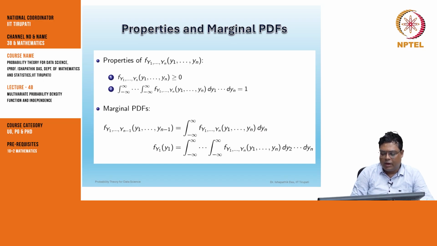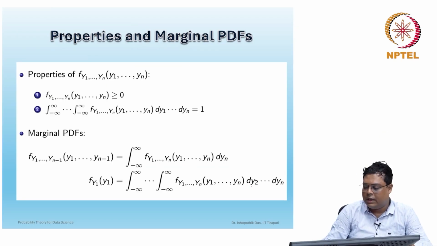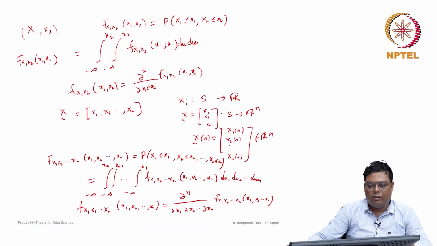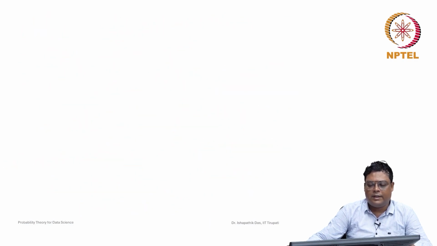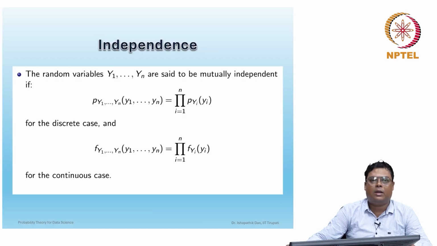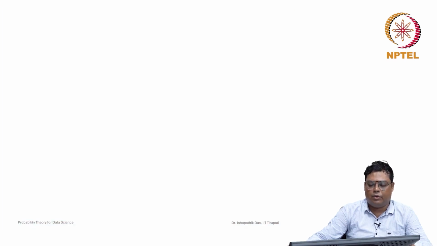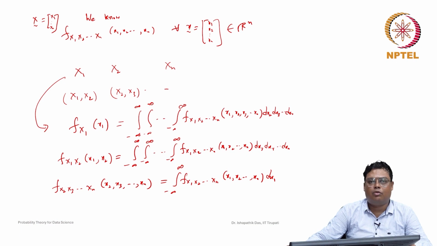Similarly, as we have already discussed, if we want to keep y1 but not the other variables, then we integrate out y2, ..., yn. All of these we have integrated. So this is the concept of the joint probability density function, its properties, and how to find the marginal probability density function from the joint probability density function.